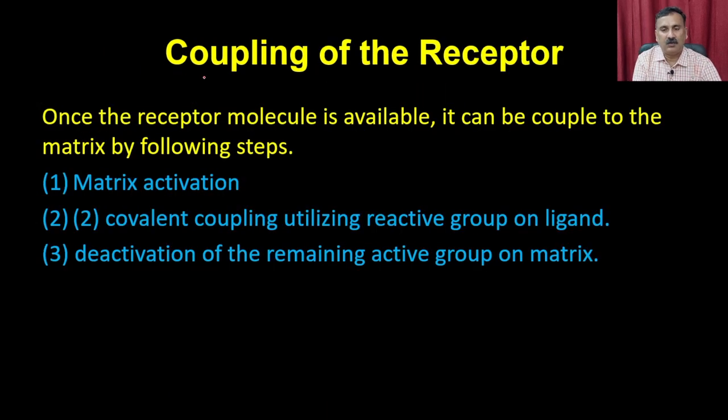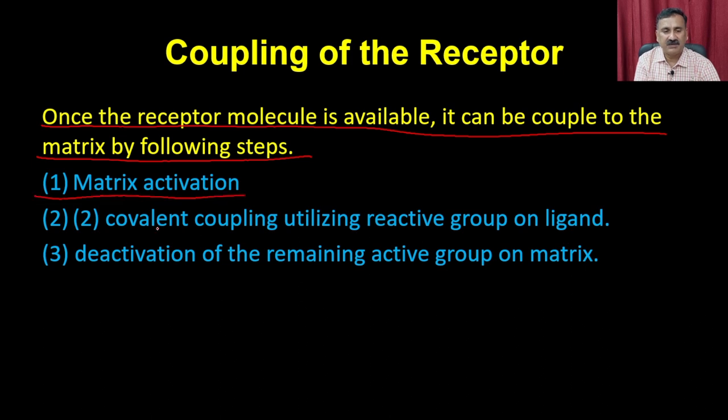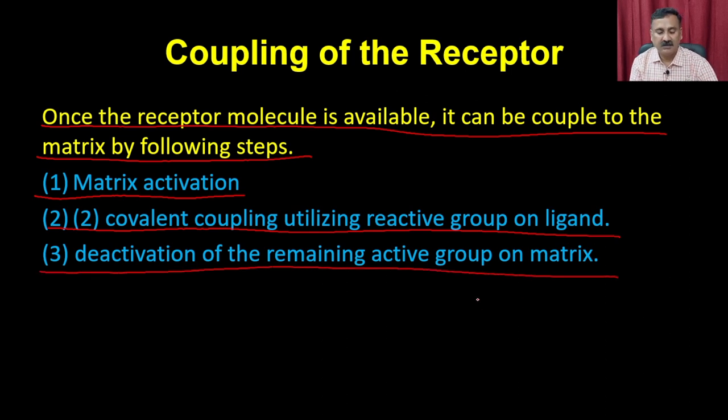Then how are you going to couple the receptor to the matrix? Once the receptor is available, it can be coupled to the matrix by the following steps. In step one, you do the matrix activation. In step two, you do the covalent coupling. And in step three, you deactivate the remaining active groups on the matrix.